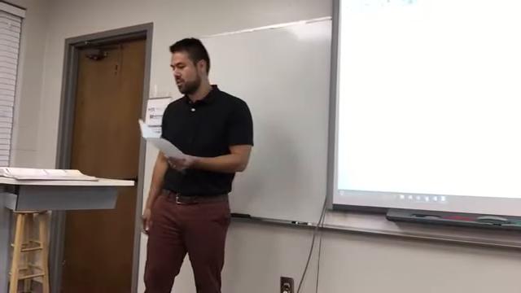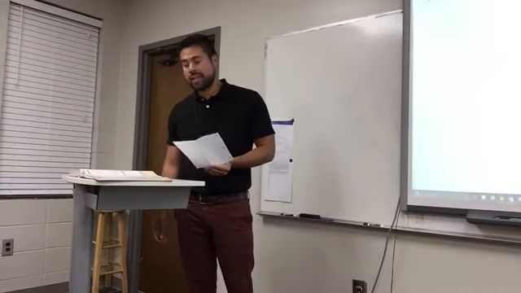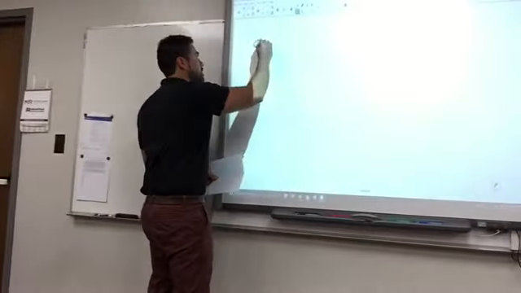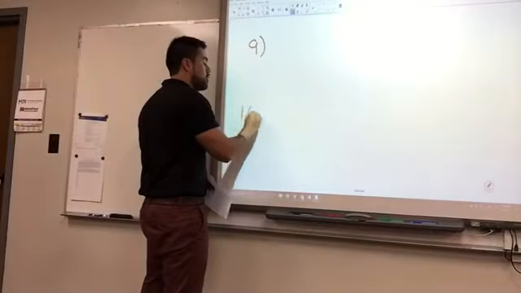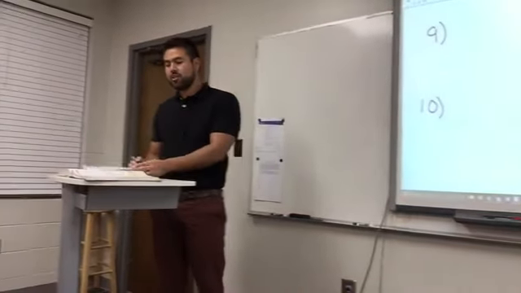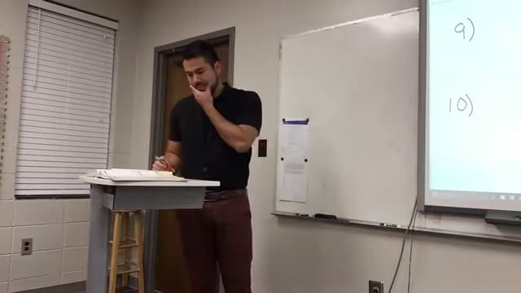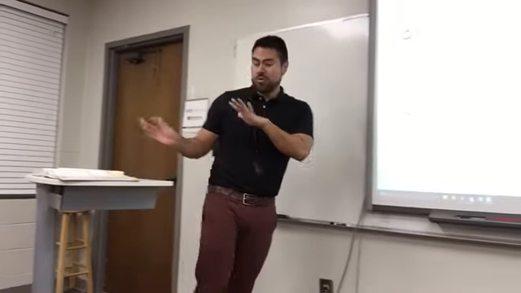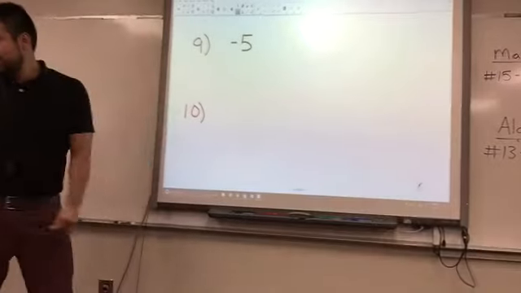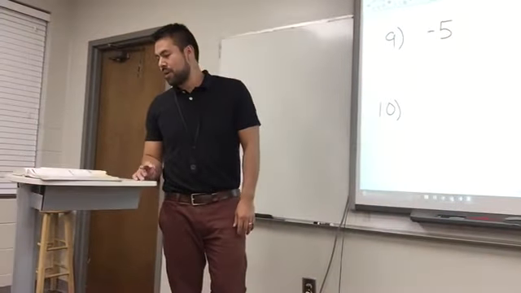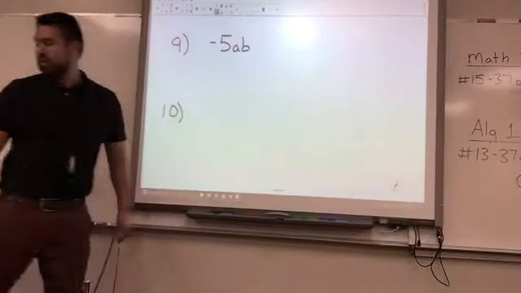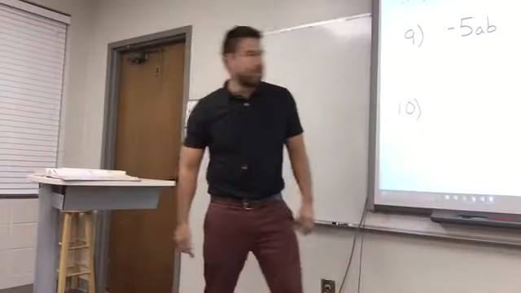All right, page 192. Just do numbers 9 and 10, on your notes page. Page 192, numbers 9 and 10. Well, just look at it. Just don't assume yet. I'm going to write them down, and then I'll break it down into the prime factorization. Negative 5ab, and the other number is 6b squared.